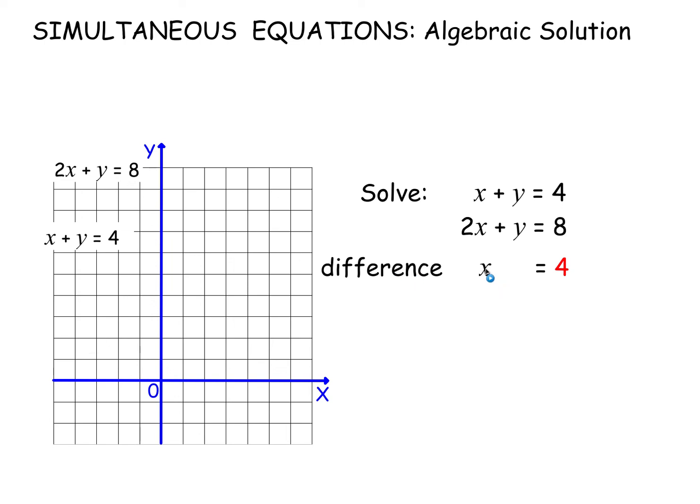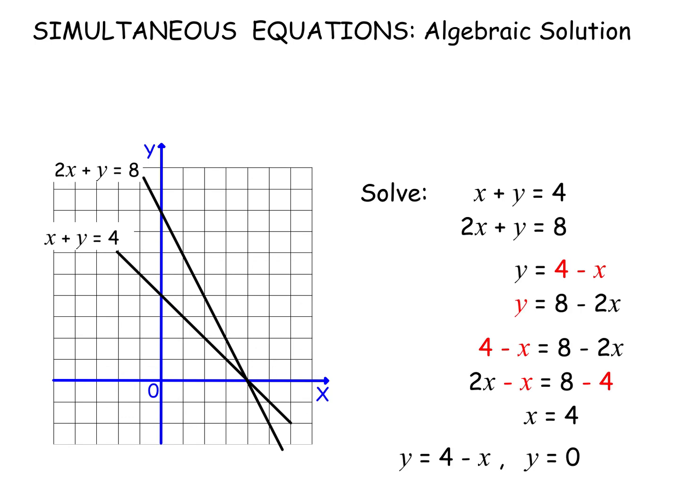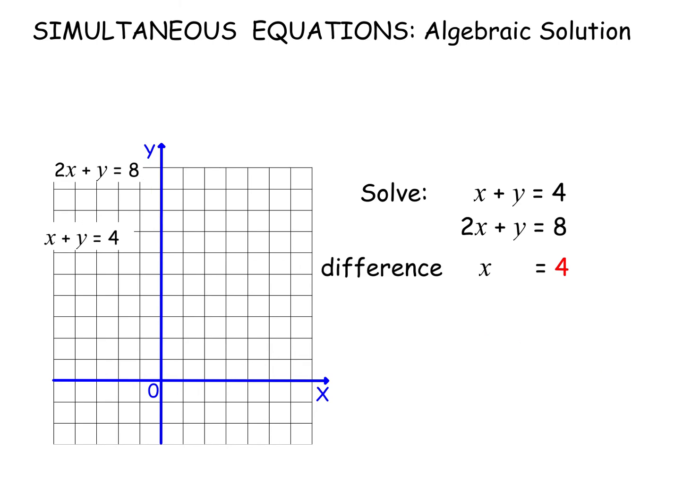And in one line, we've found out what x is. The other method had a lot more working to it: a rearrangement, a substitution, a solving. Here, one line, and we've got what x is. That's why it's called elimination, because there's this elimination of the y's. This method can be a lot easier.